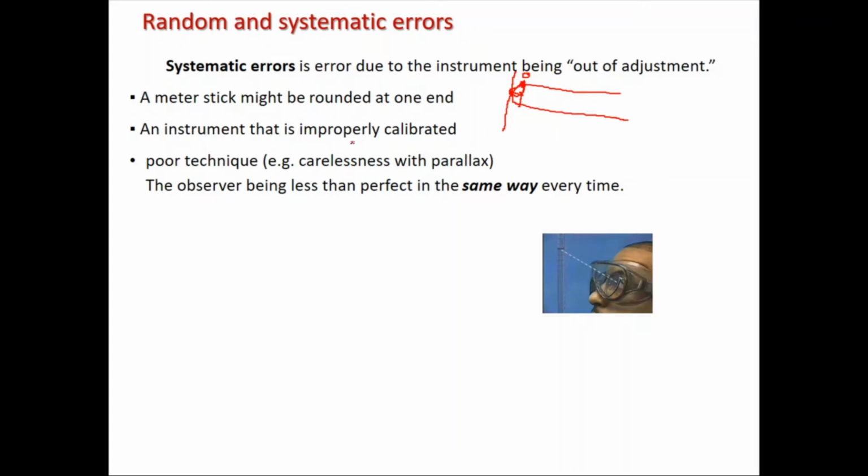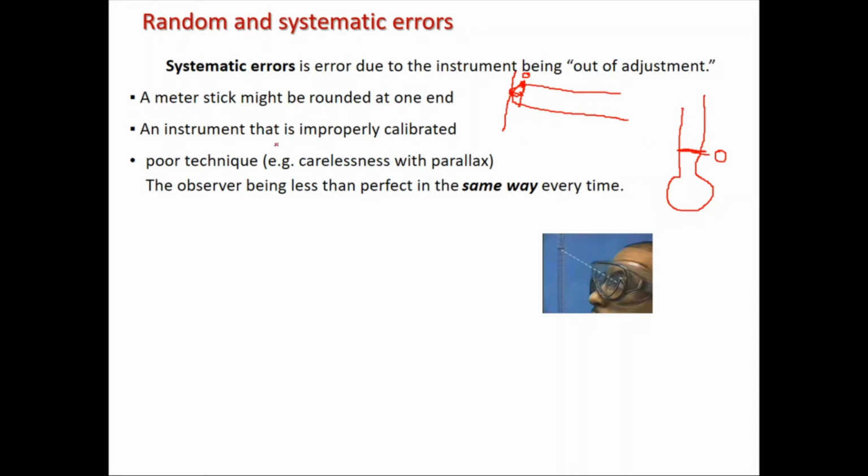An instrument that is improperly calibrated, as I explained, should be calibrated. For example, a thermometer should be calibrated to the 0 point. When the temperature is equal to 0, it must exactly show 0. But if it is not very well calibrated, every time it's going to make the same amount of error.